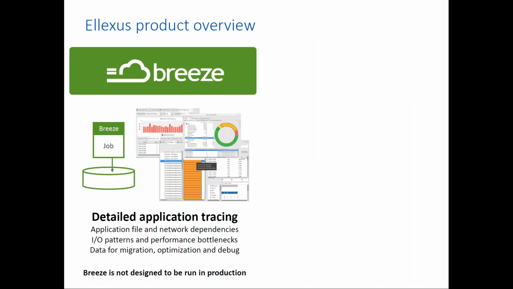We've got two products that I'm going to demonstrate today. The first is Brees, which is a tool for doing detailed I/O profiling. It's not supposed to be run in production because there is a noticeable overhead to collecting the information, but it is very, very detailed. So it will tell you about every single file that's been accessed, the I/O patterns for every process and every file within the application. And you can look at that in a variety of different ways, either through the GUI or via command line APIs for integration into regression testing systems and so on.